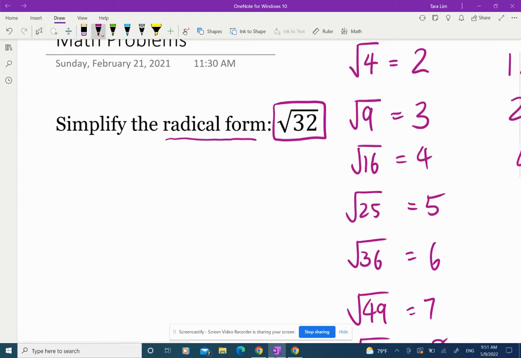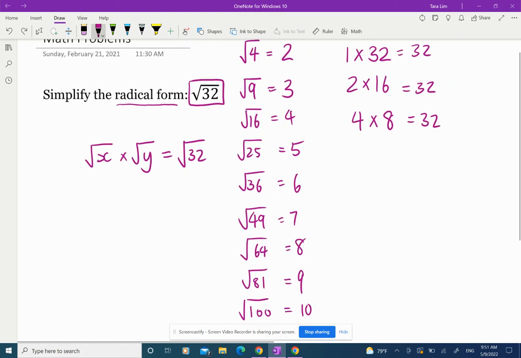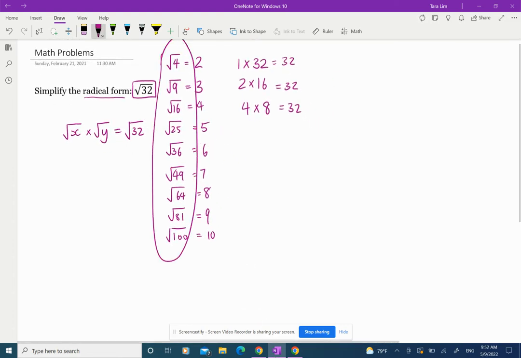So the first step we want to do when simplifying the radical form is to find two numbers. Let me just name them x and y. We want to find two numbers that multiply each other to get 32. For now, you don't have to worry too much about the square roots here because both this side and this side also have the square roots. So you just want to know x and y that multiply each other to get 32. And here, I want to tell you that one of these numbers, the x or the y, definitely has to be from this column here.